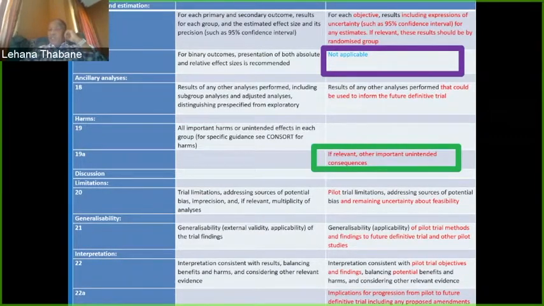Now, we said if relevant, report any important unintended consequences. Typically, because you're assessing things for feasibility, there could very well be lots of other things you didn't anticipate, and therefore those would be essential in planning the main study. And we encourage people to actually report them, particularly for a pilot trial. Implications for progression from the pilot to the future definitive trial. This is a new item which we also encourage people to do, simply because that's where the lessons learned become important.